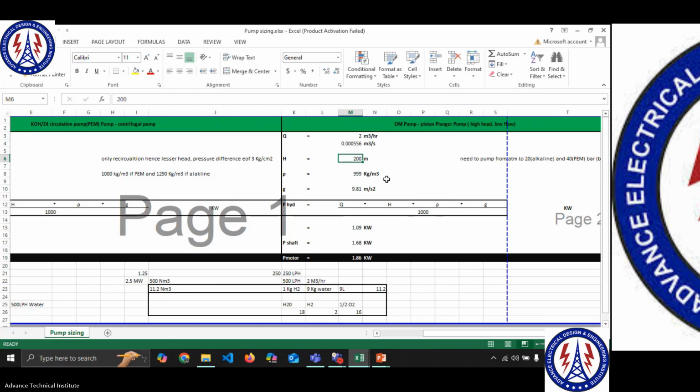I didn't catch this point. We were talking about 500 liter. Okay, 200 meter means 200 liter, that I need to generate a pressure difference of 20 bar.